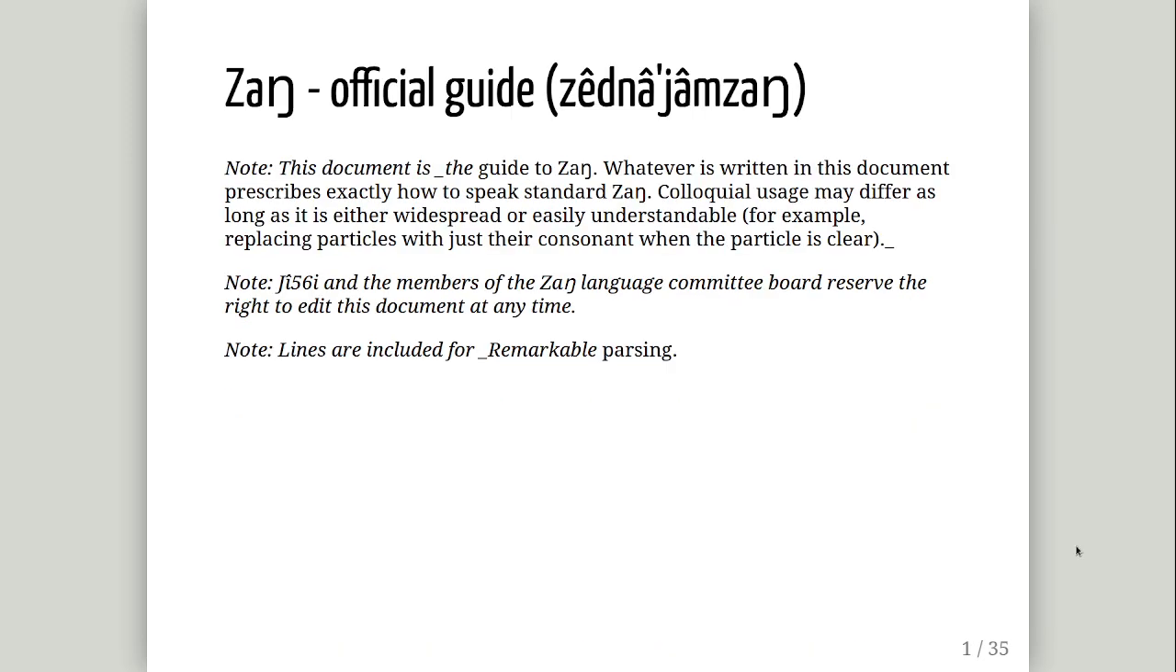Today we'll be talking about the Zhang language. This is a conlang I've made with 18 consonants and 6 vowels, where every possible syllable allows you to create a word, and every possible string of words allows you to create a valid sentence.